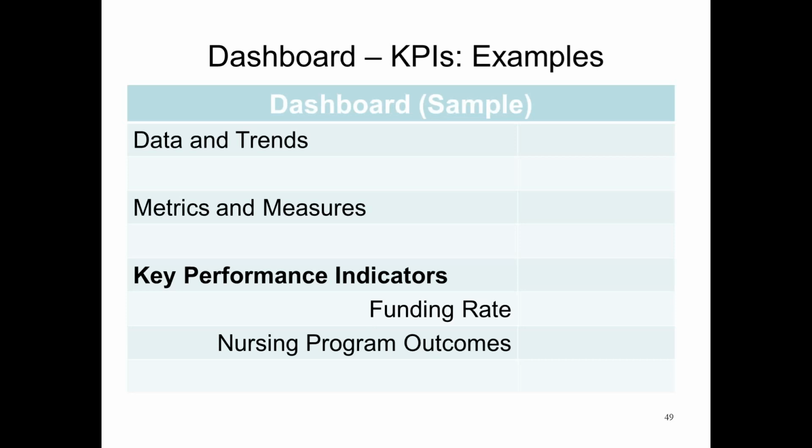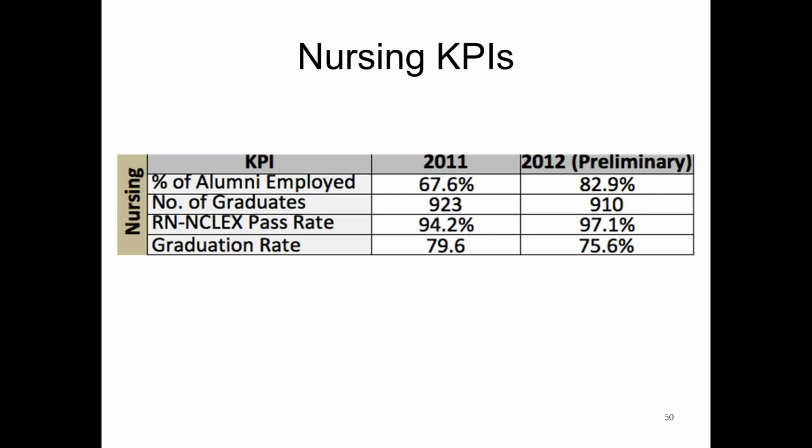Let's look at two just to illustrate this. We're going to beat the KPIs to death here. I'm just throwing these two down: funding rate, and here's another one to consider, nursing program outcomes. I'm trying to give you multiple examples of KPIs. Let's look at those nursing KPIs. There they are. There are four of them.